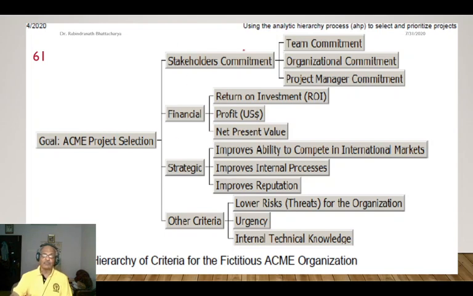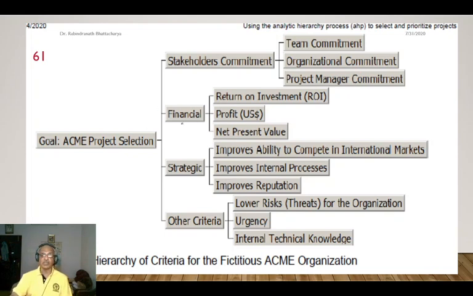So project selection, we have 4 criteria: stakeholders commitment, financial, strategic, and other criteria. Stakeholders commitment has got some sub criteria: team commitment, organization commitment, project manager commitment, etc.